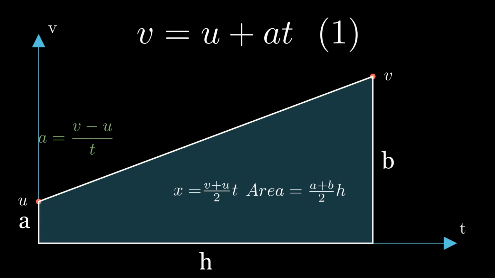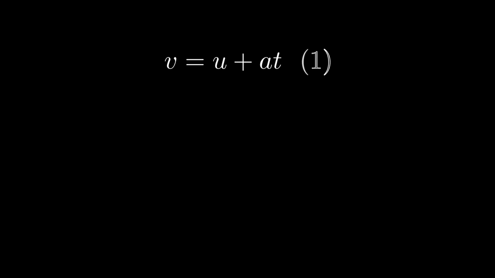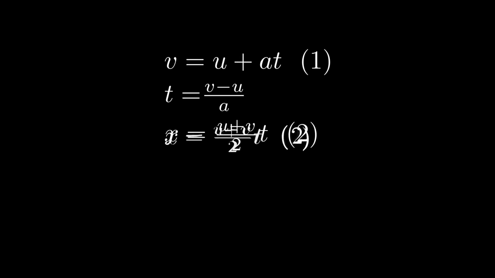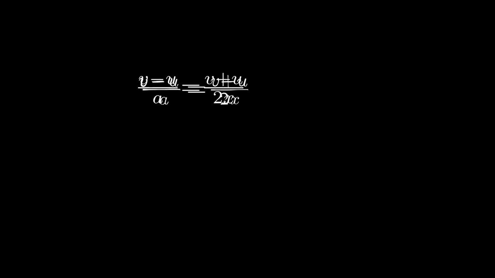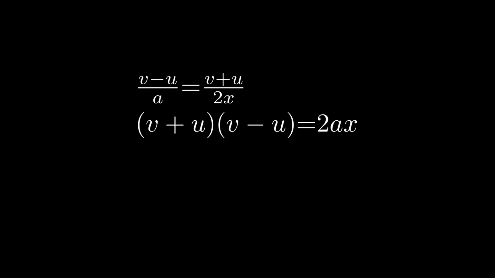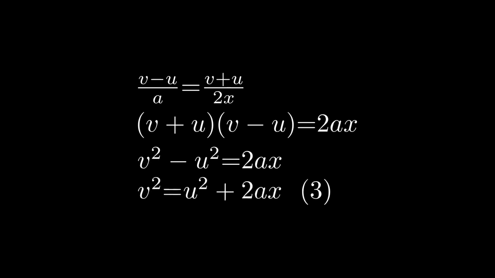From here, to get the other three, it's a case of rearranging and substituting using these two. So let's start by making both these equations T equals. We then equate these to each other. This equation is a bit of a mess, but the left-hand side is the difference of two squares. And with our final rearrangement, we get equation 3: V squared equals U squared plus 2AX.